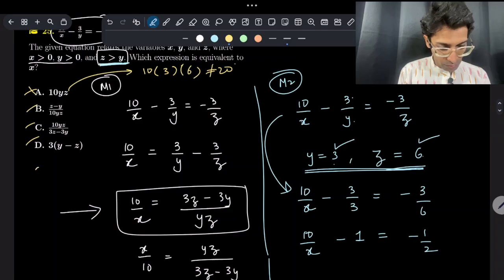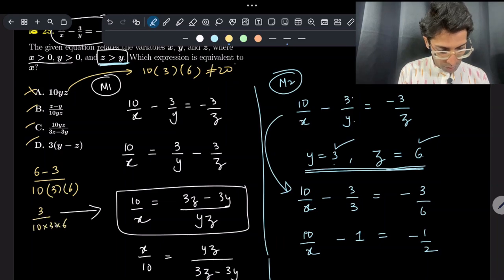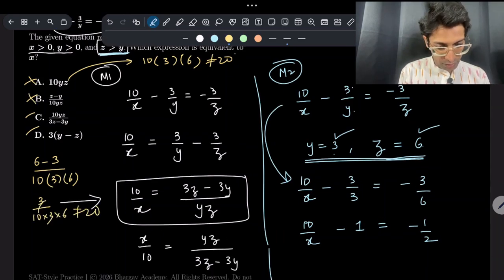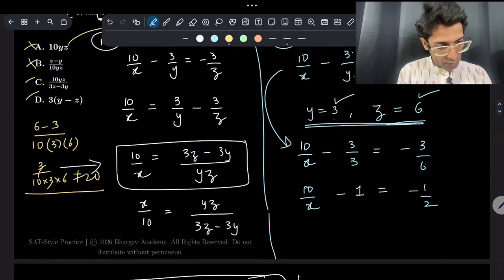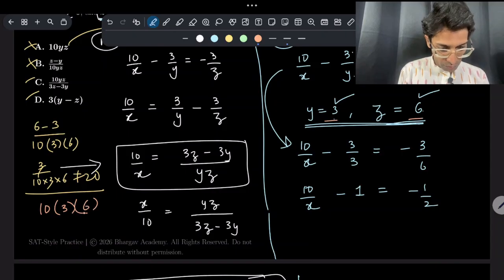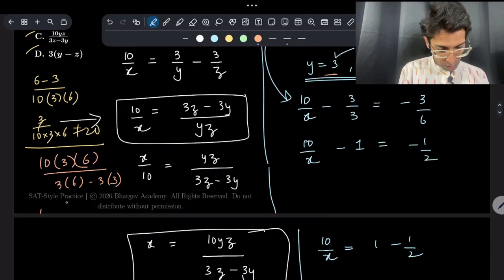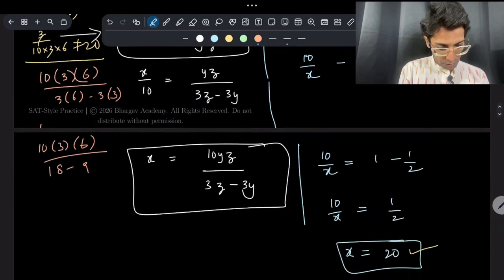z minus y, 6 minus 3 by 10 into y is 3, z is 6. So 3 by 10 into 3 into 6, this is definitely not 20, so this is also not the right answer. Let me check for option C. 10 into y is 3, z is 6 by 3 into z. 3 into z is 6 minus 3 into 3. So this comes out to be 10 into 3 into 6 by 18 minus 9. 10 into 3 into 6 by 9.